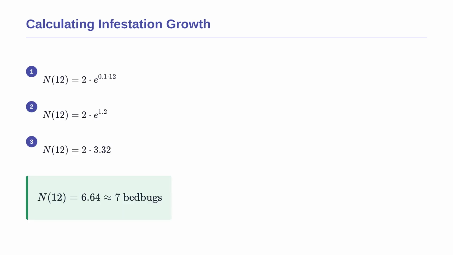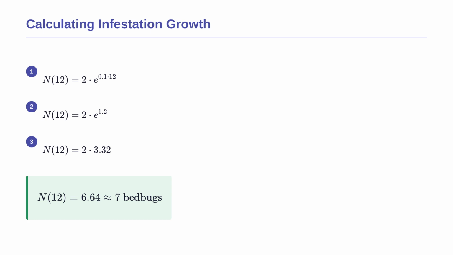Before we move on, let us see this formula in action with a concrete example. Suppose a traveler accidentally brings home 2 bedbugs. We are given an initial population of 2, a continuous growth rate of 0.1 per week, and a time period of 12 weeks. We want to find the final population. We substitute these values into our exponential equation.